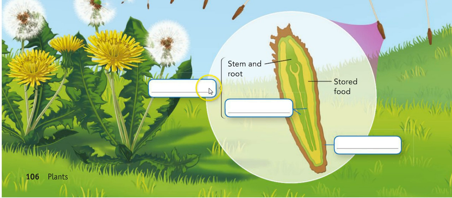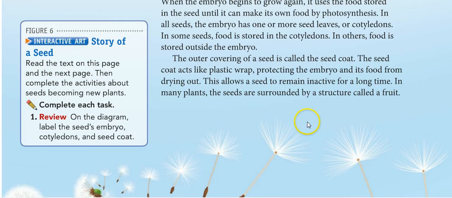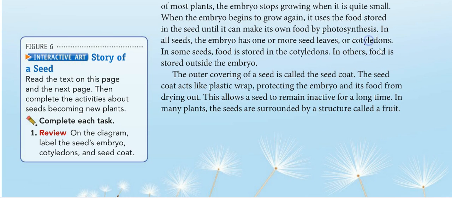The embryo, which you should label right here, is the green parts, and it consists of the stem and the root, which is this green area here. That will become the stem and the root of the plant. And then the cotyledons are the beginning leaves of the plant, which are right here. And you can write that in this blank, cotyledons. And that word, if you need to know how to spell it, is right here, cotyledons.